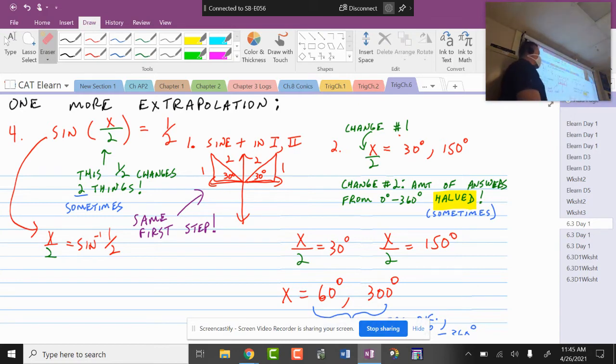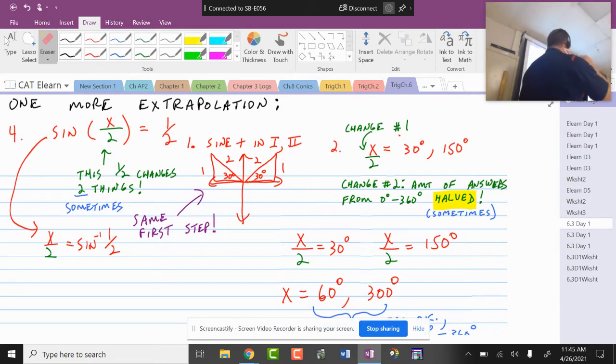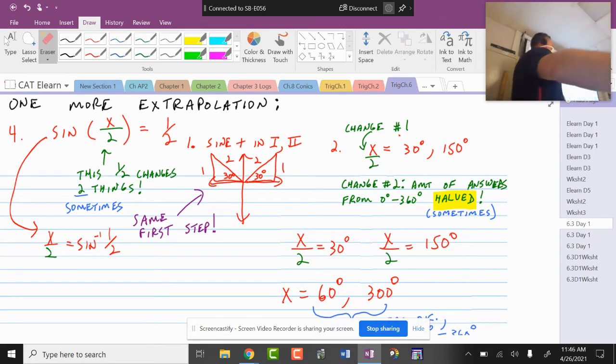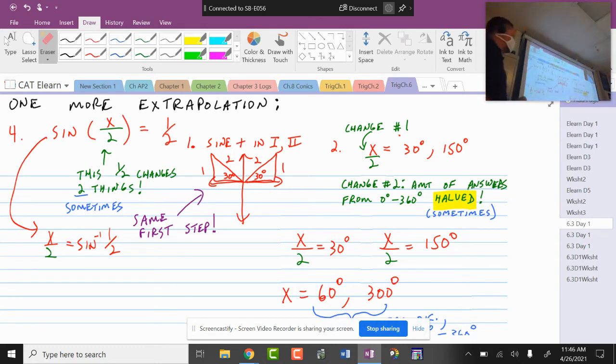We're not going to find all answers. That really isn't that hard either, but we're just not going to do it. We're going to either have all answers between 0 and 360 or all answers between 0 and 2 pi and leave it at that. So no adding 360 here, because why would you? The answers go way past 360 when you have to multiply by 2 in order to solve.